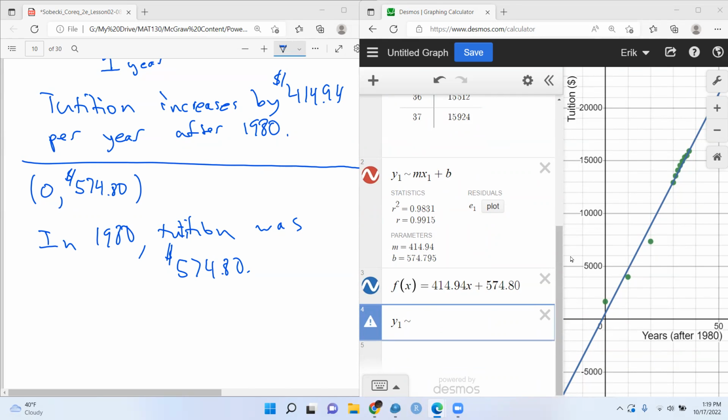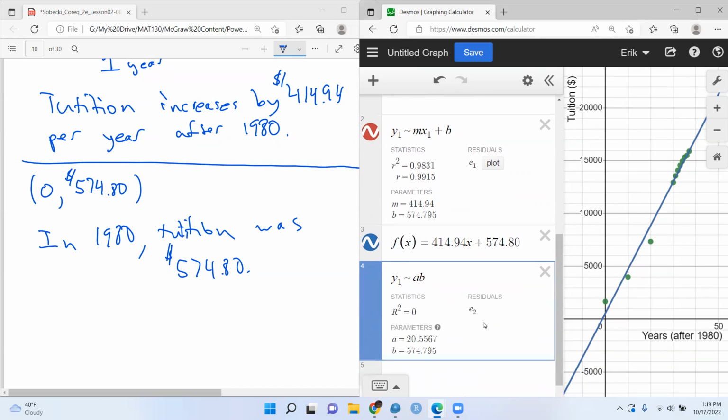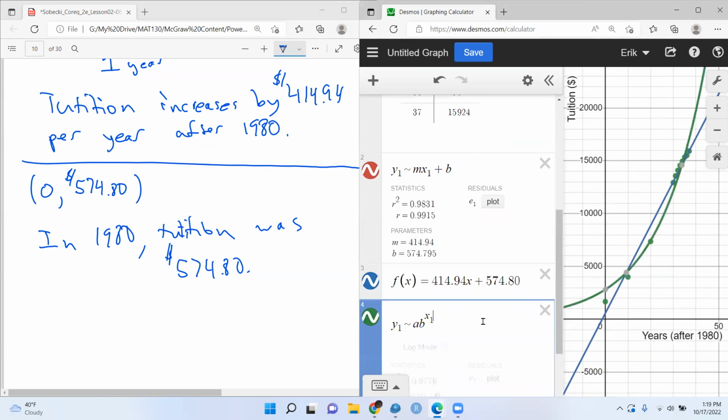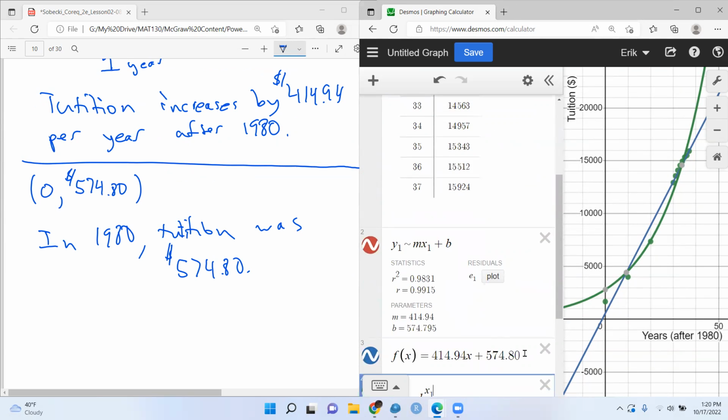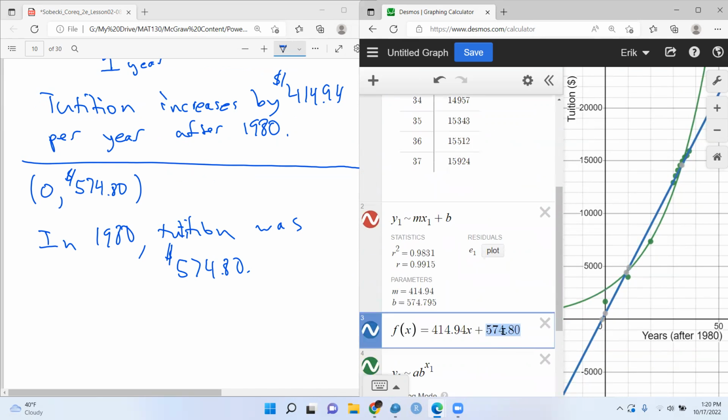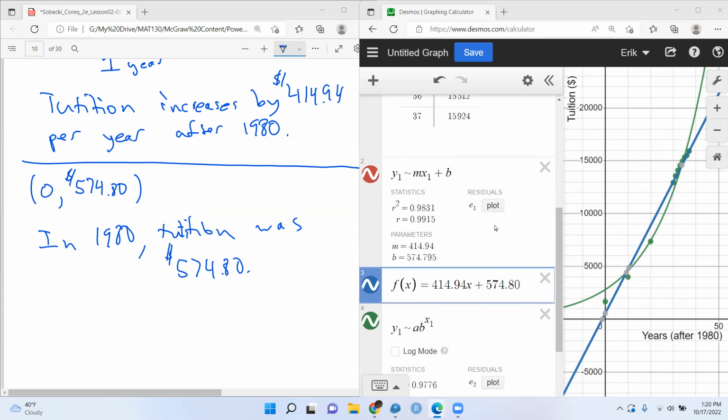Great question, Janice. That's the actual cost of tuition in 1980. The actual cost was $1,679. Models are always estimates of data values. And so this shows us that the initial value as predicted by the model is not very good. And that's almost always going to be true, that the y-intercept for the model is going to be different than the y-intercept for the data set. That's just how it happens.